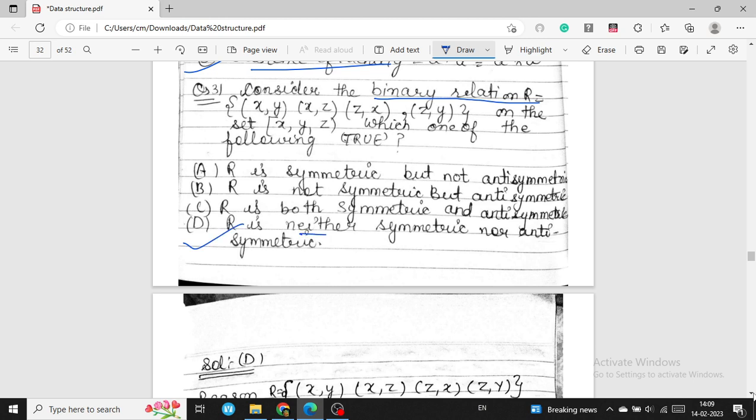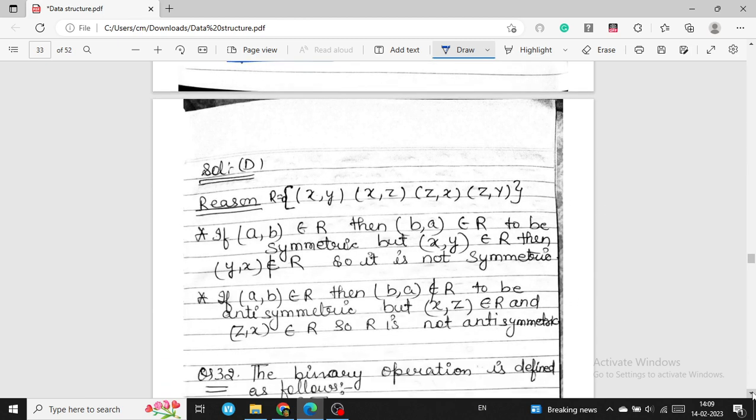The answer is that R is neither symmetric nor anti-symmetric. The reason is that for symmetric, we have given (x, y), (x, z), (z, x), (z, y). If (a, b) belongs to the relation, then the condition is that (b, a) must belong to R. Then we can say that it is symmetric. It means if (a, b) belongs to R, then (b, a) must also belong to R. If both belong to R, then you can say that it is symmetric.